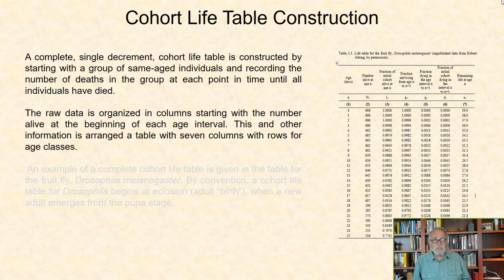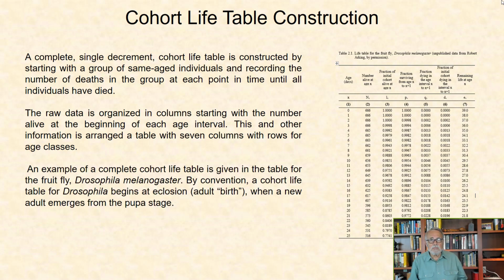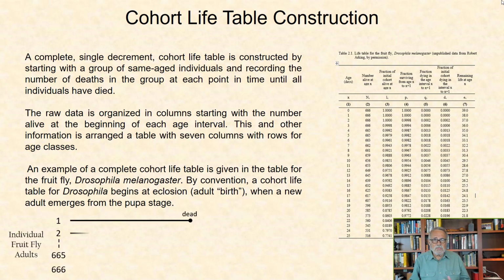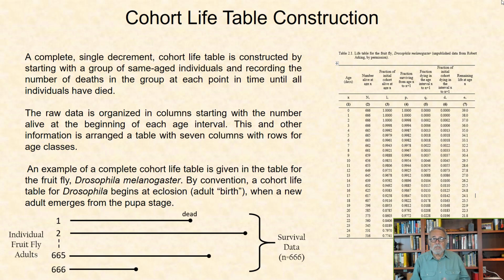An example of a complete cohort life table is given in the table for the fruit fly Drosophila melanogaster. By convention, a cohort life table for Drosophila begins at eclosion, that is adult birth, when a new adult emerges from the pupal stage. This life table information that I present here is based on unpublished data from biogerontologist Robert Arking, in which survival of 666 adult flies was monitored and recorded and arranged according to their survival by age.